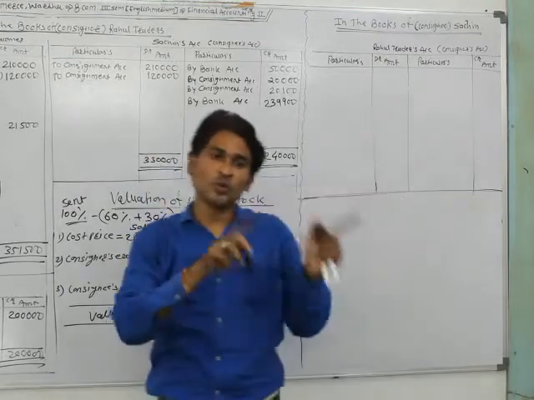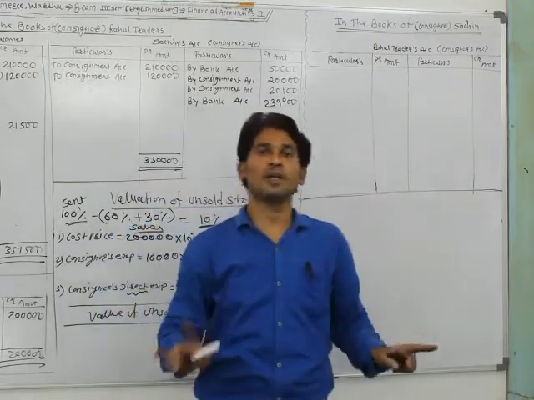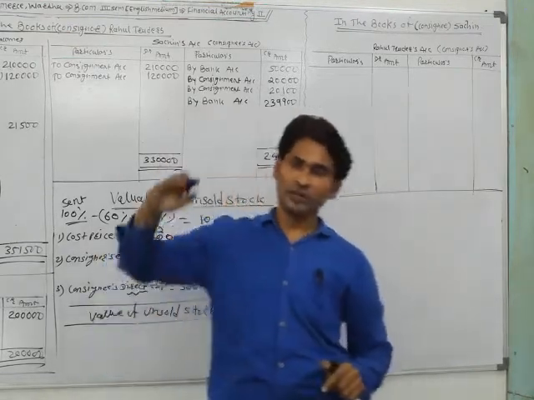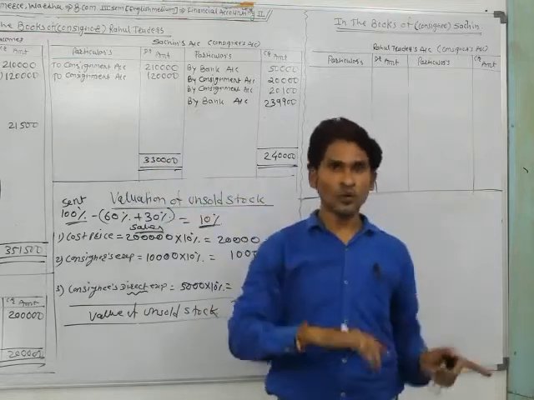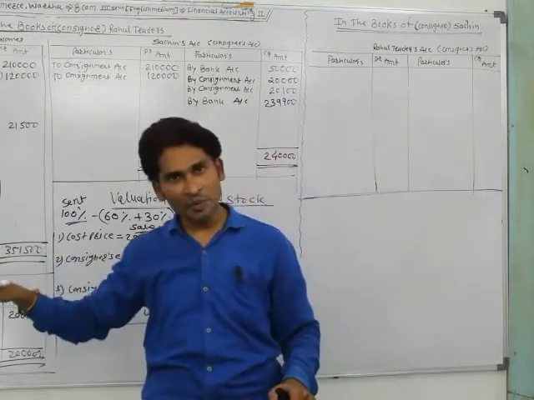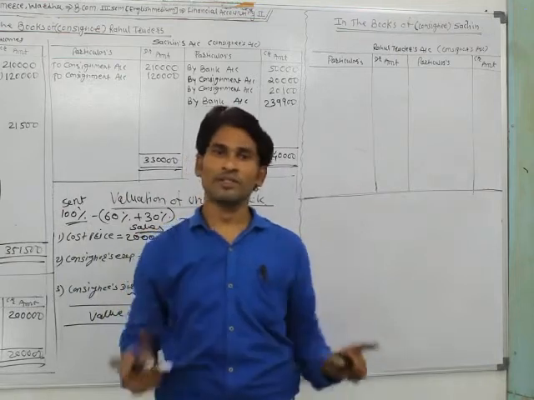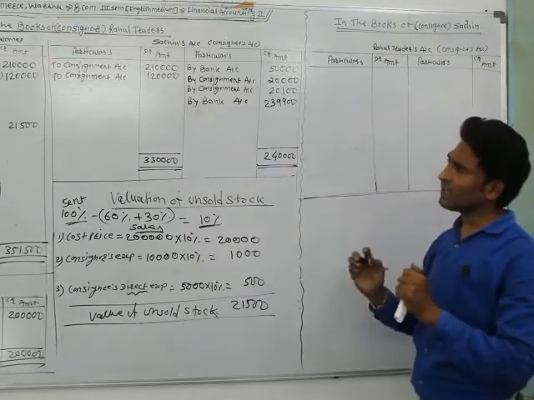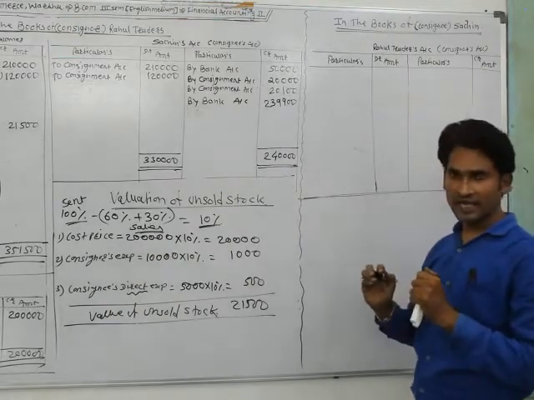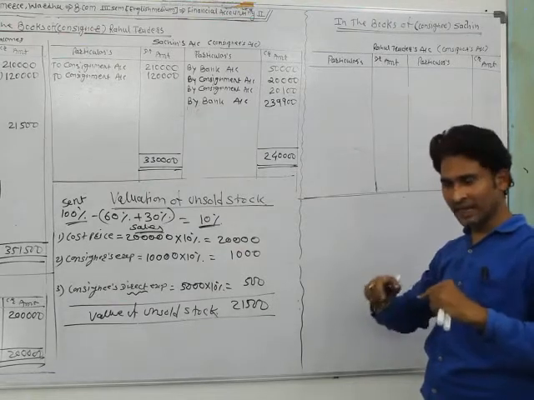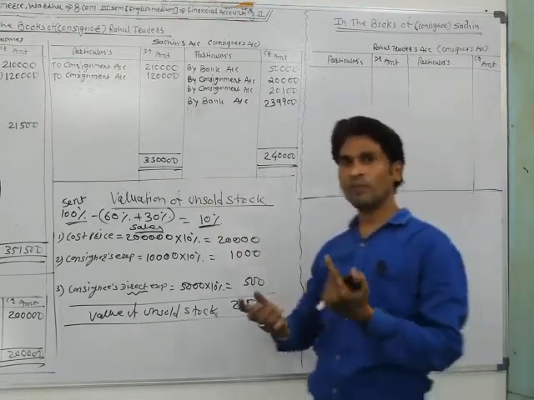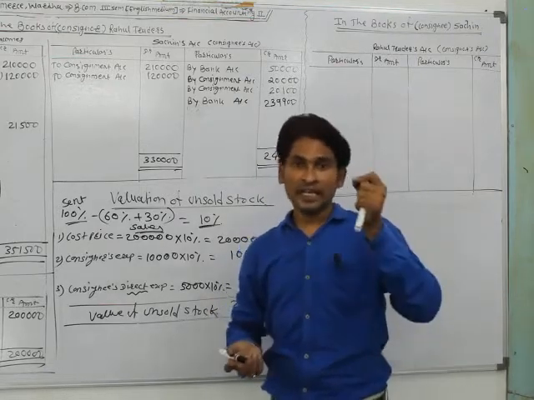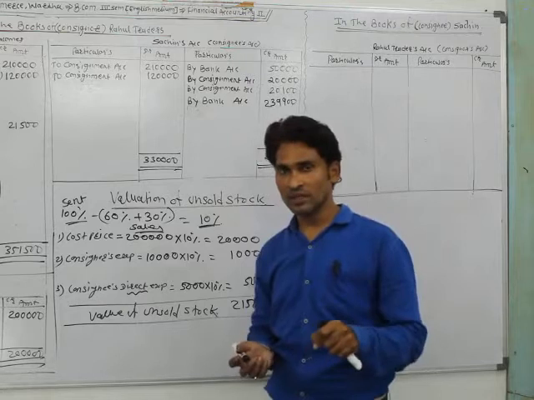When the consignor sends the goods to the consignee, at that time the consignee never passes a journal entry. It means the consignee never keeps a record when it gets the goods from the consignor. Is that clear? No entry is passed by the consignee. The consignor passes the journal entry when it sends the goods, but the consignee never passes a journal entry. Likewise, when the consignor spends expenses, the consignee never passes a journal entry.